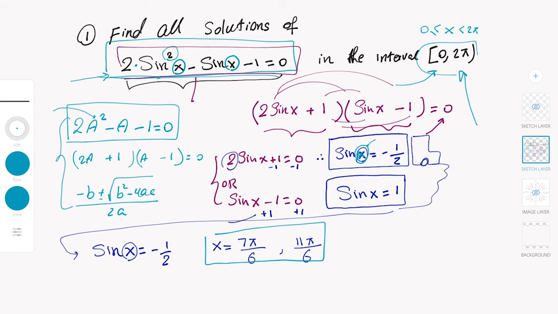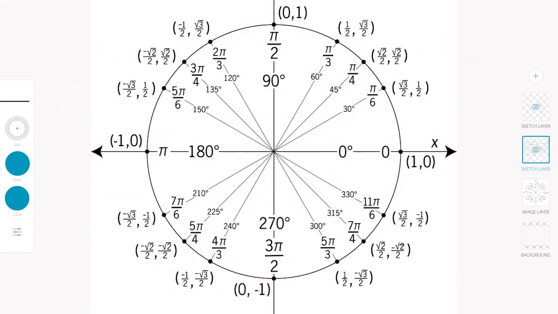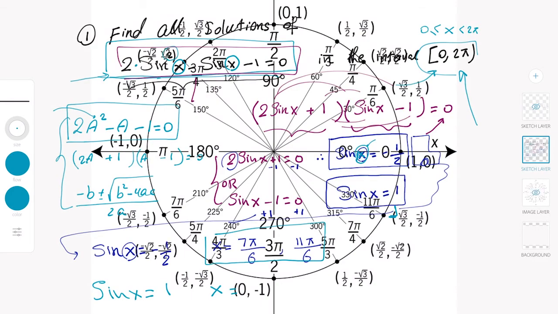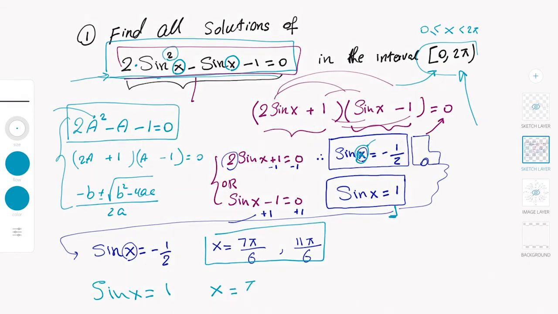Now let's solve this one. Sine of x equal to 1. If you look at the unit circle, sine is 1 at pi over 2. So x is going to be pi over 2. So we got three solutions for this equation.